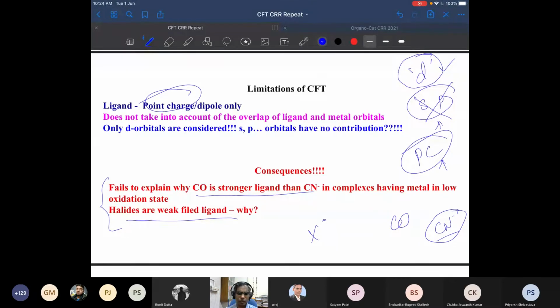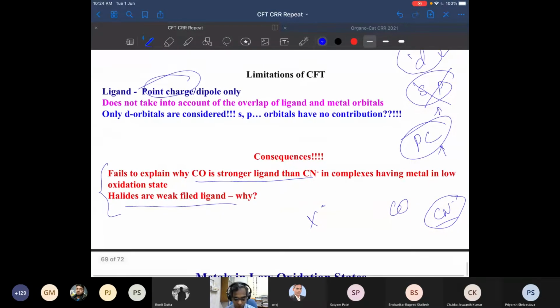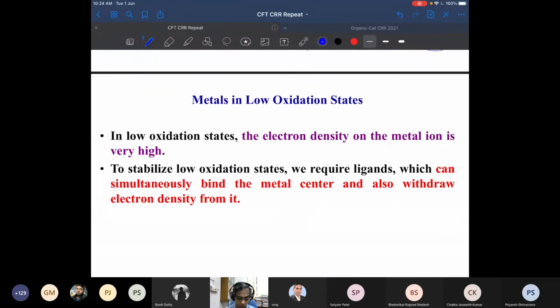These are some of the shortcomings. Of course, each and every theory will have its own shortcomings and drawbacks. But subsequently, we'll see how we can overcome them and explain all the properties of a metal complex with the help of another theory. That is what we call LFT, ligand field theory, or modified molecular orbital theory, which is not in your syllabus. Before going to organometallic chemistry, let me briefly explain.